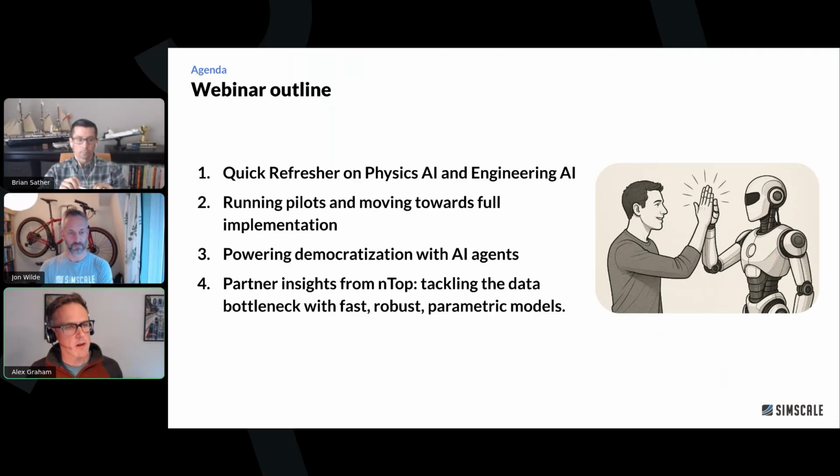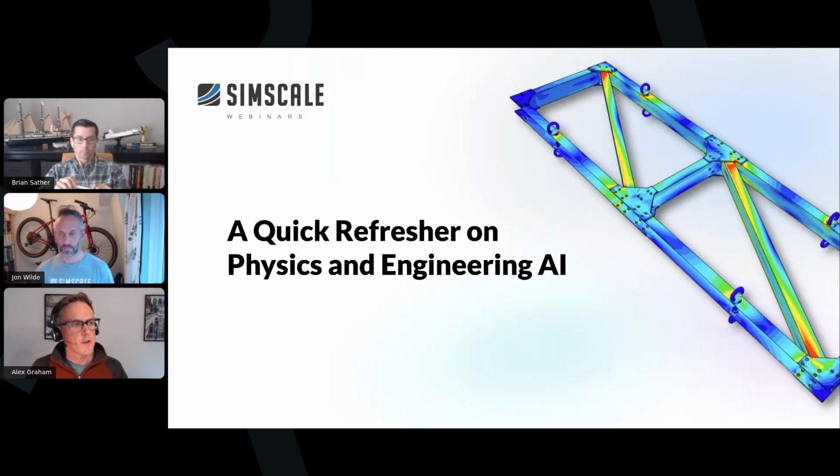We're also going to look at how to power democratization using AI agents. And then we're going to hear from Brian about tackling that data bottleneck, so being able to produce data at scale in order to feed these models using fast, robust parametric modeling. So John, if you're ready to go, I will hand over to you.